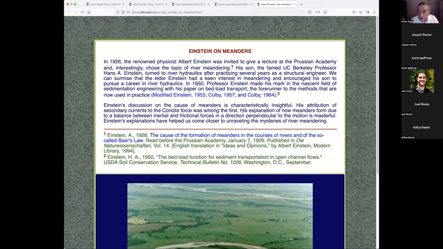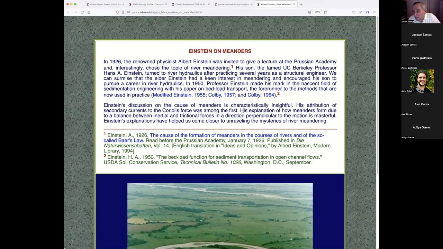Albert Einstein told his son in 1928, who wanted to go back to school to study something related to what he was doing, civil engineering, he says, why don't you go and study sedimentation? Not too many people know much about it. We can surmise that the elder Einstein had a keen interest in meandering and encouraged his son to pursue a career in river hydraulics. Why? Because in 1926, when he gave that lecture in Germany, Eastern Germany, he specifically talked about meandering. I'm sure that it happened this way.